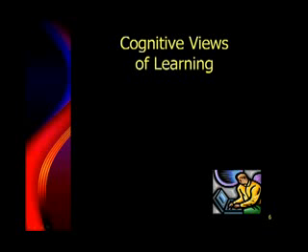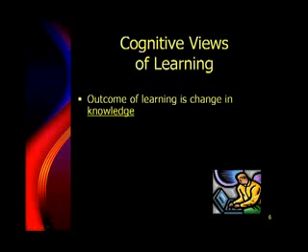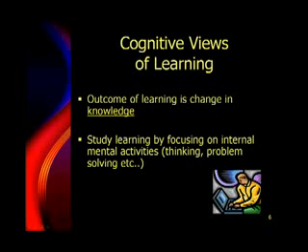Cognitive views of learning came from a whole different perspective. Theorists who wrote theories related to learning from this perspective looked at learning as a change in knowledge. So the focus was not on behavior, but on learning and how one changes their knowledge over time. And the way they studied learning was by observing or making some assumptions about what went on when someone was thinking.